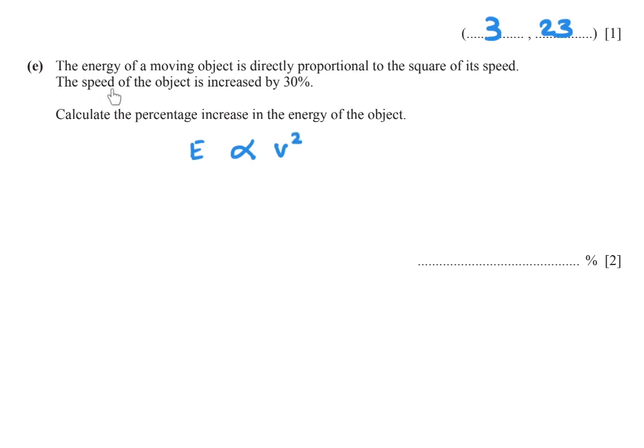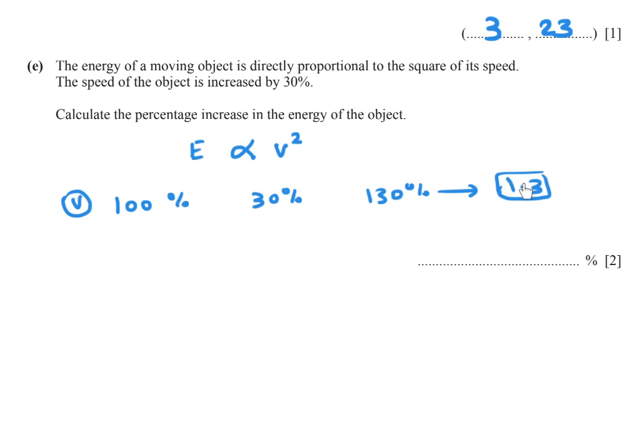If the speed is increased by 30%, what does it mean? This means it was 100%, increased by 30%, now 130%. 130% can be written as 130 over 100, so 1.3. This is called the multiplier. So the velocity is multiplied by 1.3. So to increase the velocity by 30%, you have to multiply by 1.3.